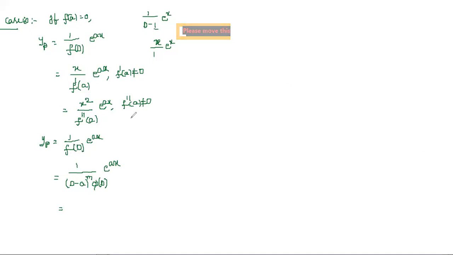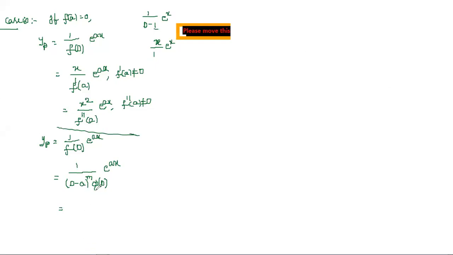If suppose the second time also the derivative is equal to 0, then we go to the third term, x cube by f triple dash of a e power ax. Okay, so if it is 4 times like that, it may increase until the denominator is not equal to 0. Up to that we can continue.